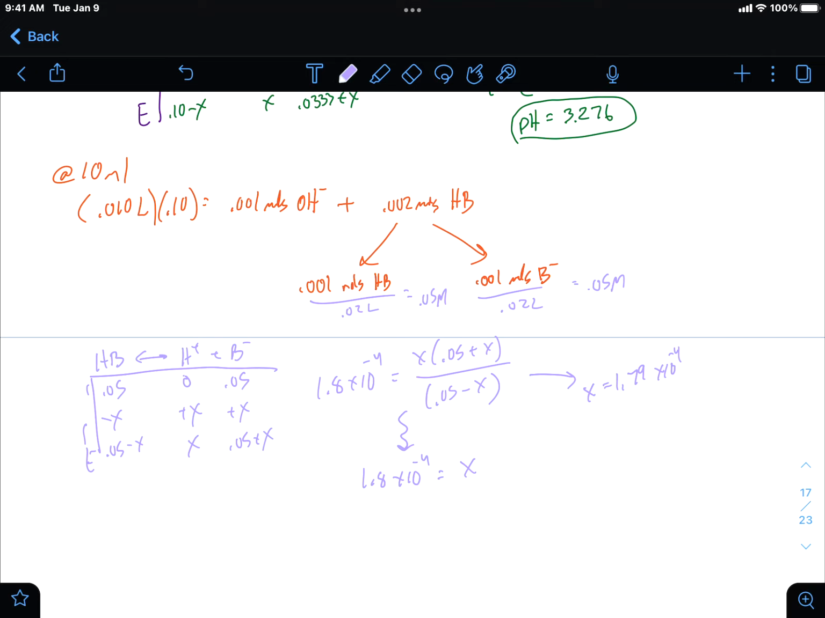So the pH is just going to be the negative log of the Ka. So pH will be 3.748. And again, does this make sense? We added a little bit more base. Are we a little bit higher than where we were in the previous step? Yeah, we're still in the buffered region. We are at what is called the half equivalence point.